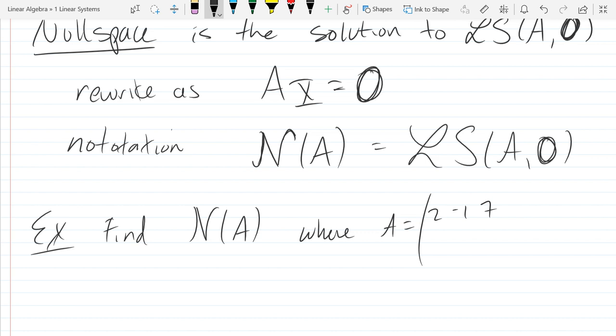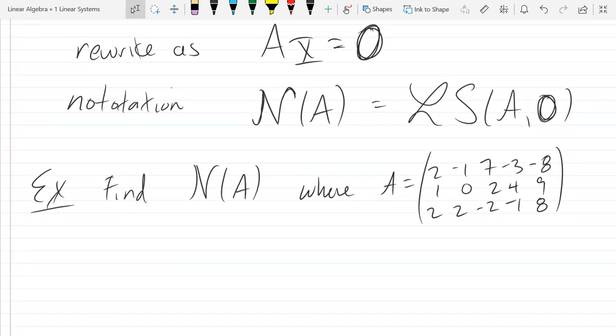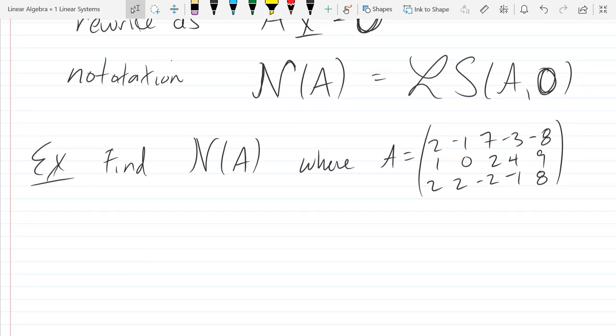2, negative 1, 7, negative 3, negative 8. Second row, 1, 0, 2, 4, 9. Third row, 2, 2, negative 2, negative 1, 8. You do not need to write out equations. You have your matrix. How do we solve a system using a matrix?